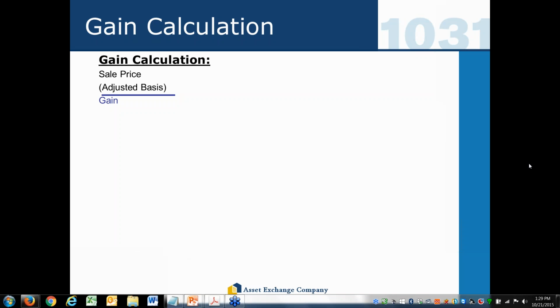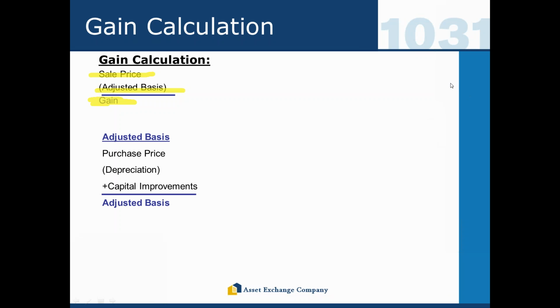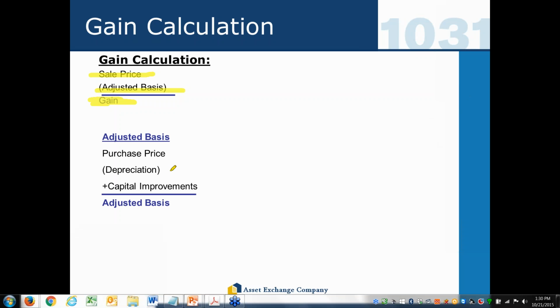In order to figure out how much taxes you're going to owe, we need to know how much gain you have. And gain, ladies and gentlemen, is a function of your sale price minus your adjusted basis. Well, of course, that begs the question, do you know what your adjusted basis is? If not, here's how you figure it out. What did you pay for the property? Take that number, subtract out all the depreciation that you've taken, and add back in any capital improvements. That gives you your basis.